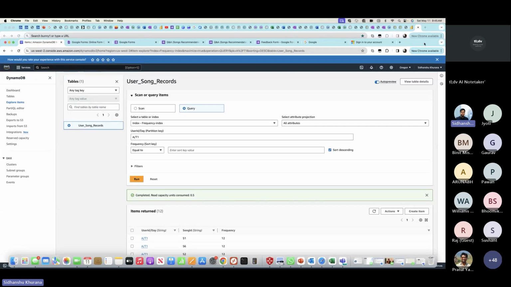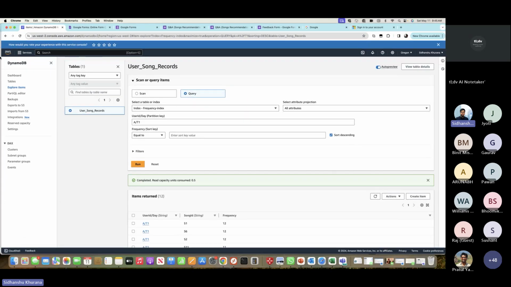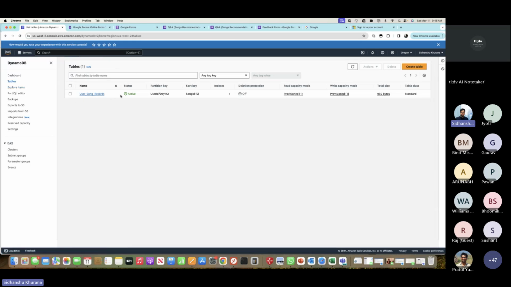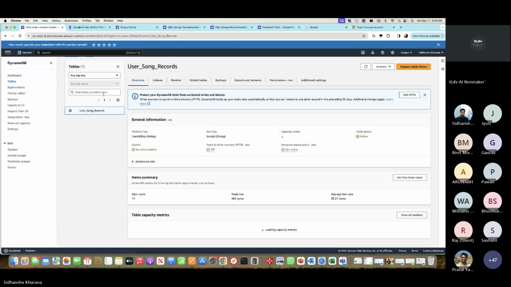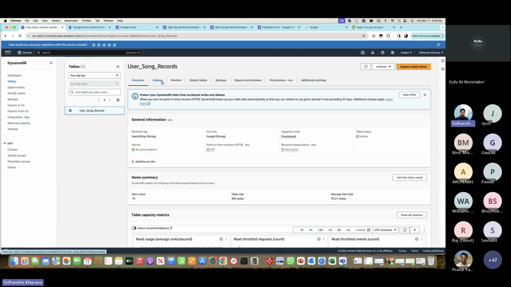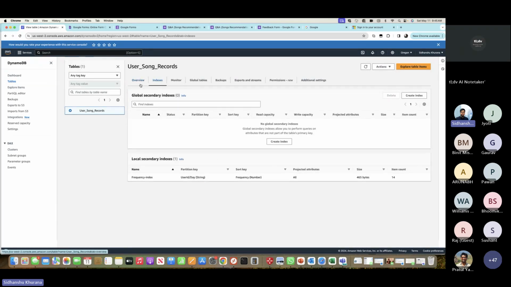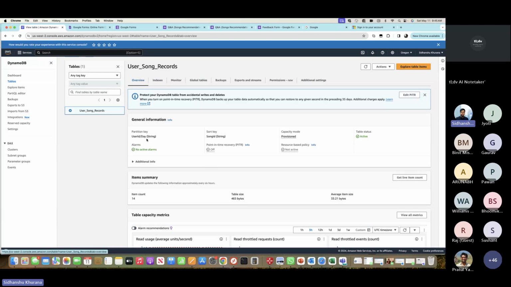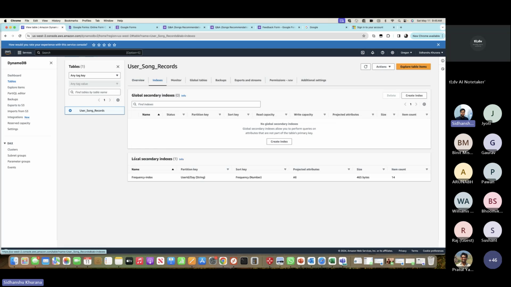Okay, so this is our AWS console, and this is the table which I have created, which is user song records. It's an active table. It is provisioned for its read and write capacity. And if you go here and see the indexes, I'll go with the main table. You can see user ID / day is the partition key, and the optional sort key is the song ID. And we have created a local secondary index, which is user ID day.